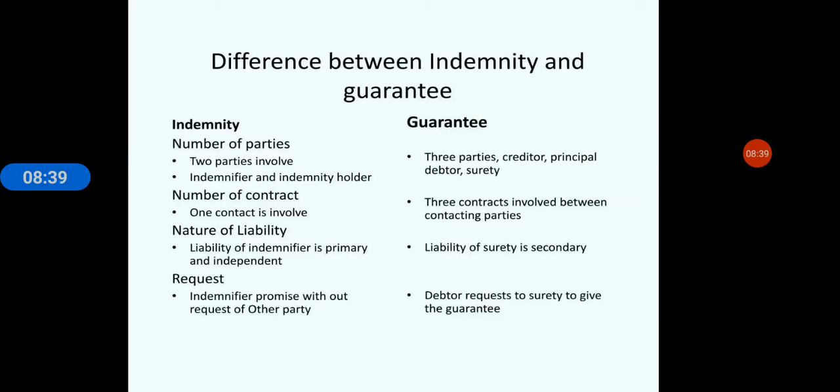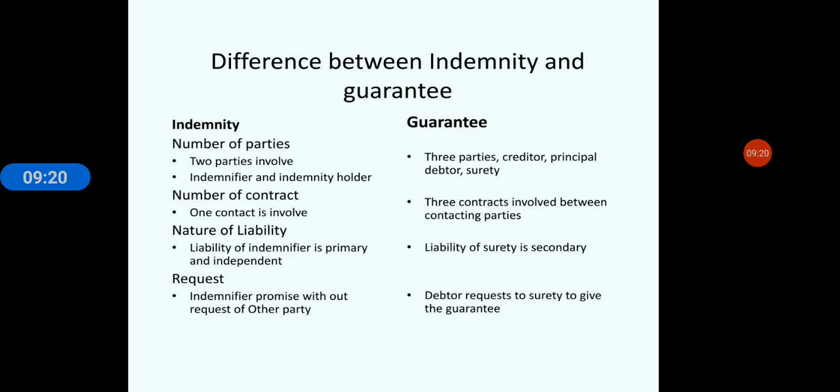Now we will try to find out the difference between a contract of indemnity and a contract of guarantee. As we have seen, in a contract of indemnity there are two parties involved, while in a contract of guarantee there are three parties involved. The parties in a contract of indemnity are the indemnifier and the indemnity holder, while in a guarantee they are the creditor, the principal debtor, and the surety. In a contract of indemnity only one contract is formed, while in a guarantee three concurrent contracts are formed.